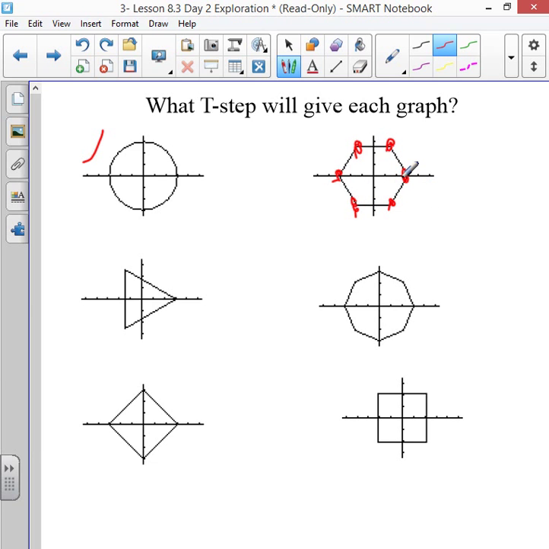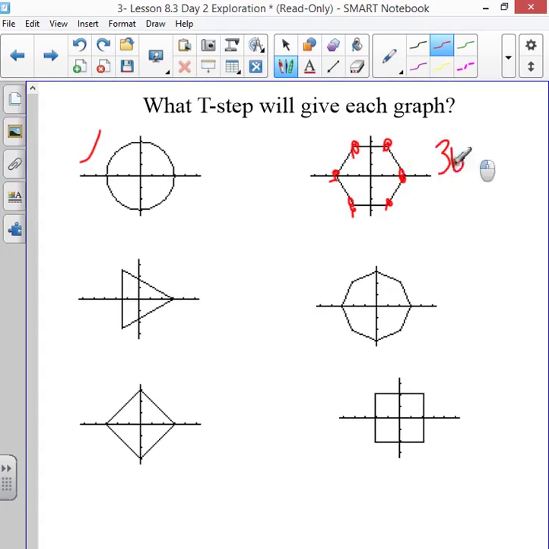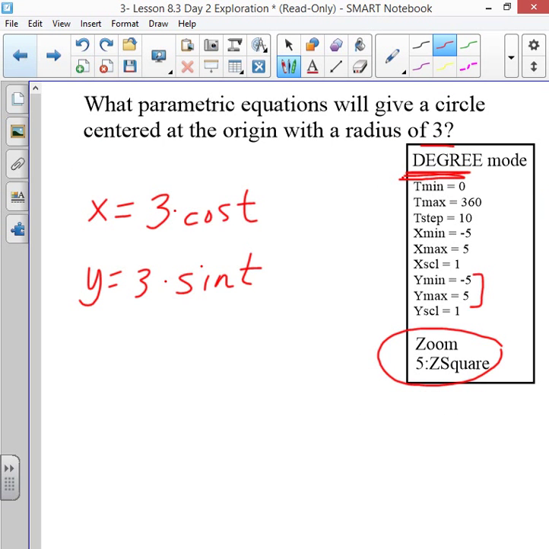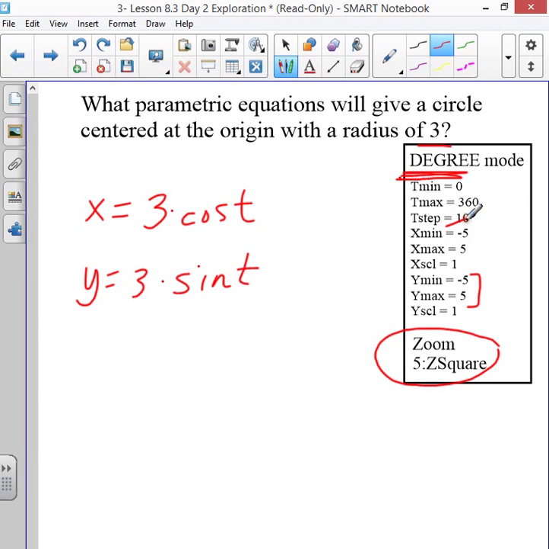Well, I graphed 6. So if you think about it, one full cycle around the circle would be 360 degrees. And so to get this graph, all I would have to do is change my t-step into, you got it, 60 degrees. Okay, so going back to this equation right here, my t-step would be 60. This is kind of hard to write on here.